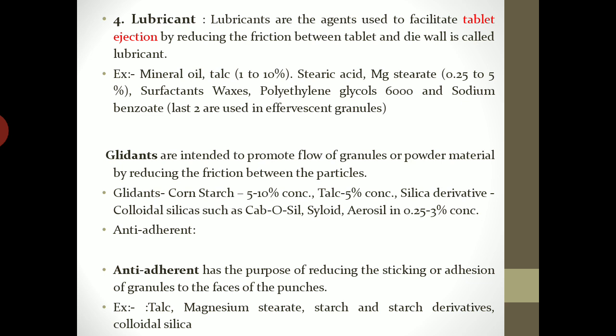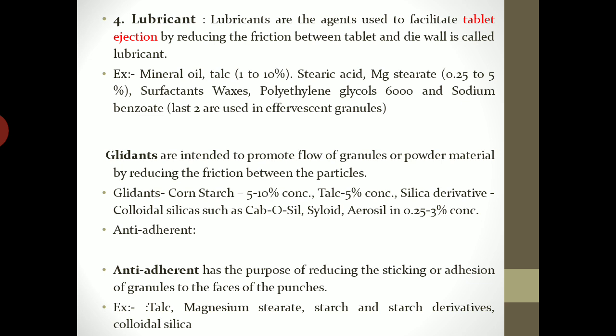The third ingredient here is glidant. As the name suggests, glidants are used to glide the granules or powder. That means to increase the flow properties of granules or powder.